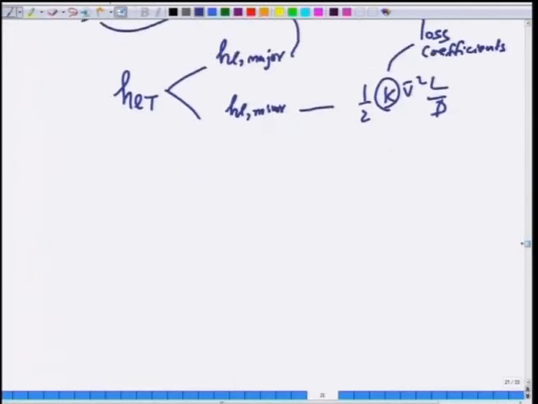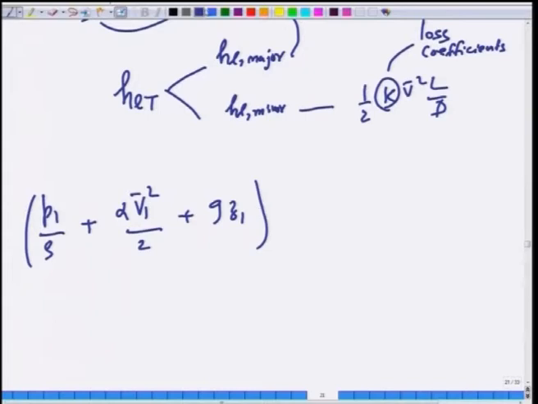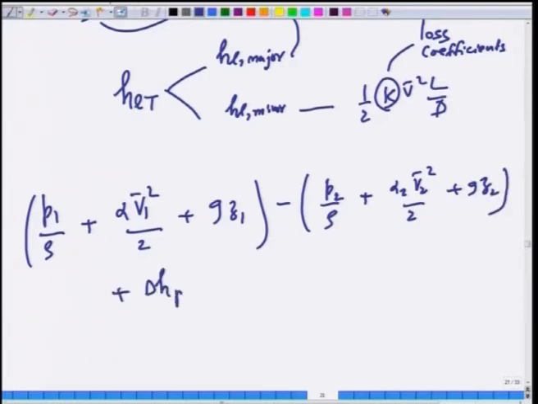Okay. Now, having done that, we wrote the integral energy balance: minus p by rho plus alpha v1 squared by 2 plus g z1, between 2 points in a control volume, equals p2 by rho plus v2 squared by 2 plus g z2, plus delta h pump is h l t. Okay. So, this has both major and minor parts. This is the work, this is the rating on the pump.